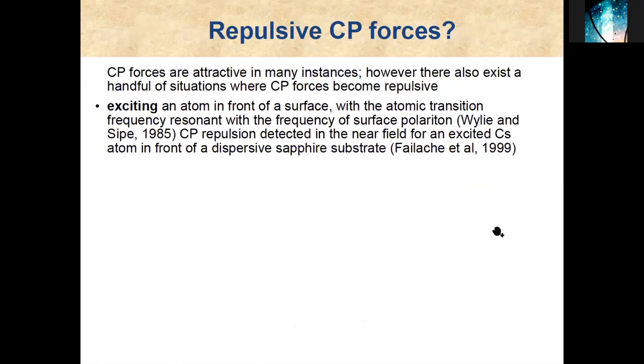Okay, so most Casimir-Polder forces in those situations are attractive. However, there are also certain circumstances in which Casimir-Polder forces can become repulsive. So here are some theoretical proposals for mechanisms generating repulsive Casimir-Polder forces. For example, one can achieve repulsive Casimir-Polder forces if one excites an atom in front of a surface with the atomic transition frequency resonant with the frequency of the surface polariton. I think this was first proposed by Wylie and Sipe in 1985. And the first experimental detection of such a repulsive Casimir-Polder force acting on an excited atom was made by Failache et al. in 1999. So this was detected in the near field.